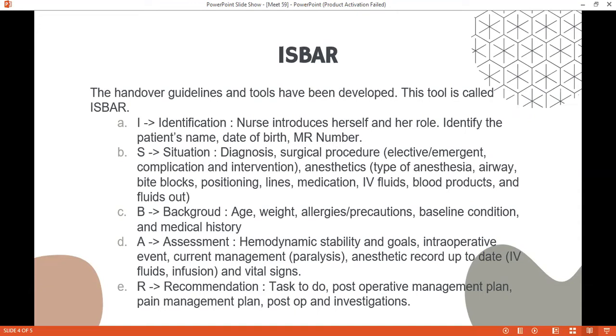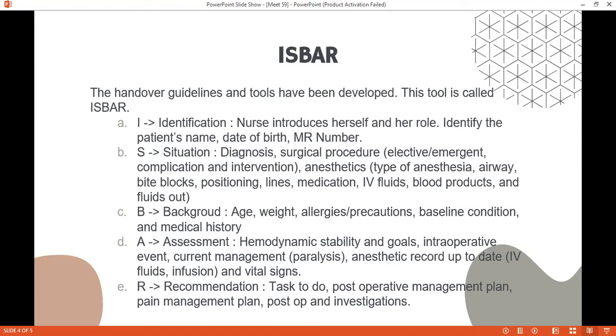intervention. Anesthetic: type of anesthesia, airway, blocks, positioning, lines, medication, IV fluid, blood products, and fluid out. B, background: age, weight, allergies or pre-anesthetic condition, baseline condition, and medical history.